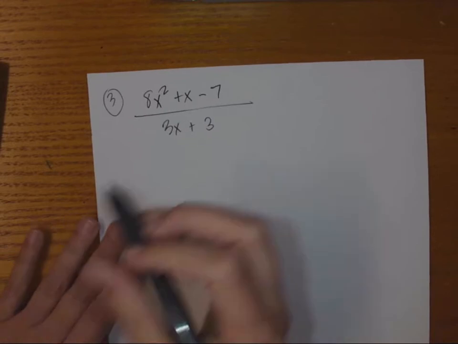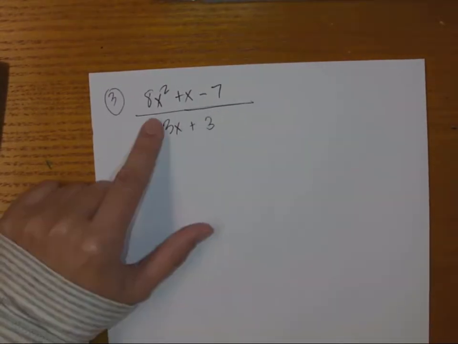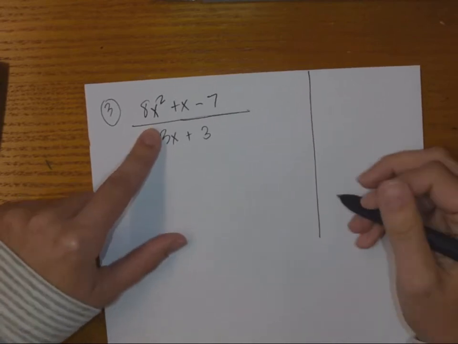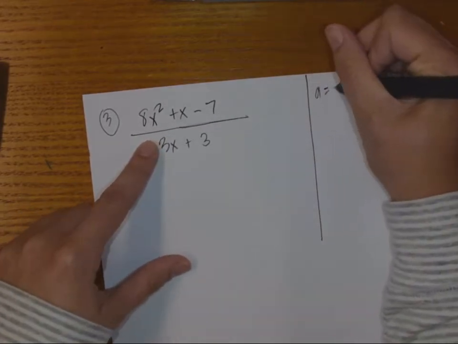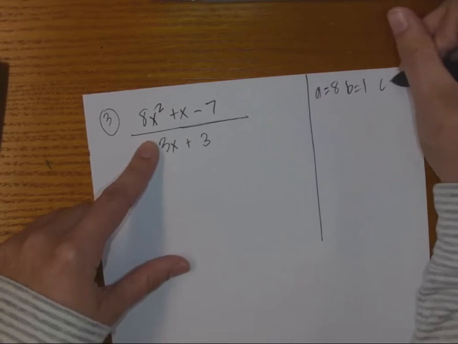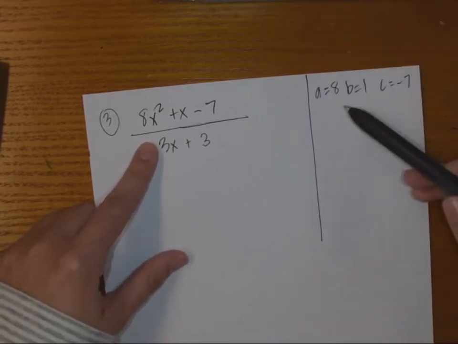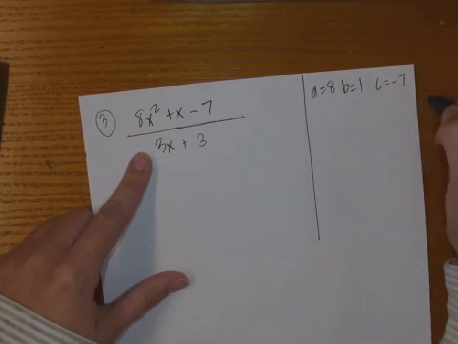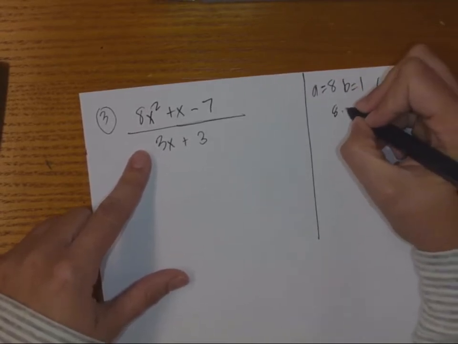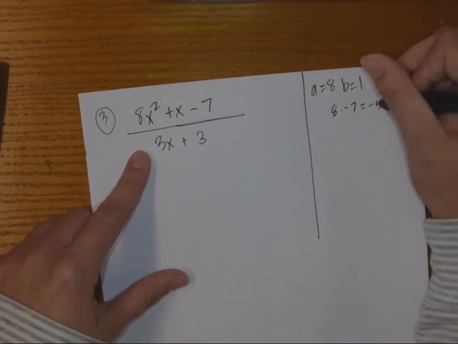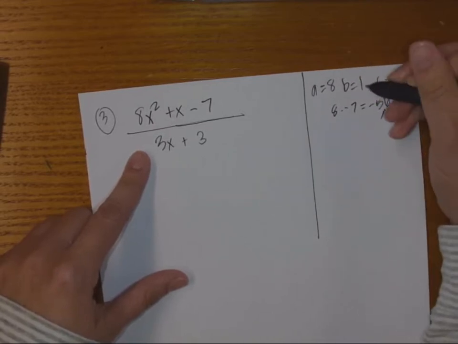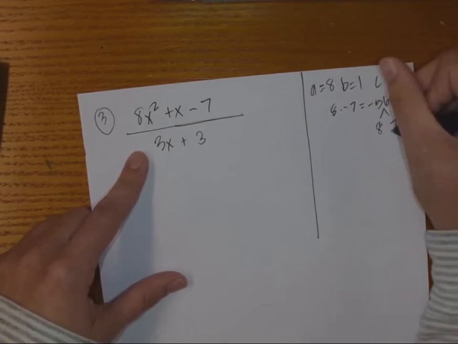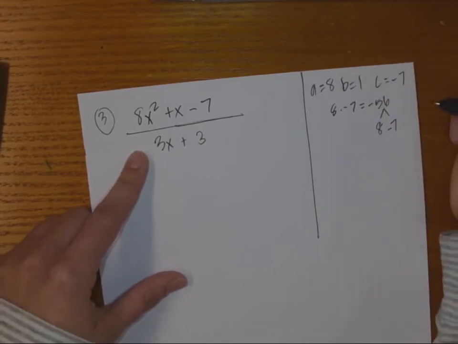For this problem, I have to factor the top, factor the bottom. Factoring the top here is a little bit of work. On the side over here, this is the AC method. My A value is 8, B value is 1, C value is negative 7. Unfortunately, since A is 8, I have to do the long AC method. So I do A times C. 8 times negative 7 is negative 56. Things that multiply to get negative 56 and add to get 1 are 8 and 7. And to get positive 1, it needs to be negative 7, positive 8.